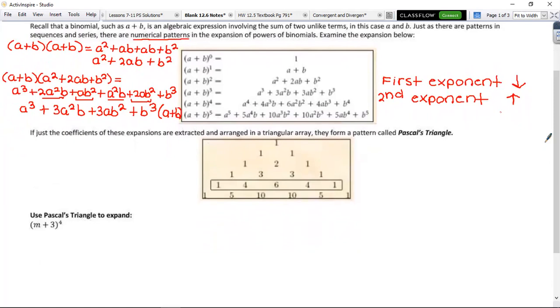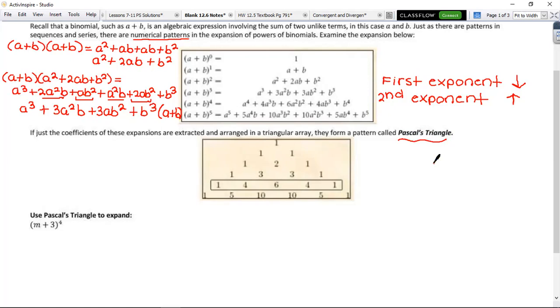Do you guys see how there's ones all the way on the side? And then you see the pattern right here, 1, 2, 3, 4, 5. And then it repeats kind of in the center like that. It has the symmetry. So this is what we refer to as Pascal's triangle. So it's essentially a shortcut and a time saver to expand binomials.